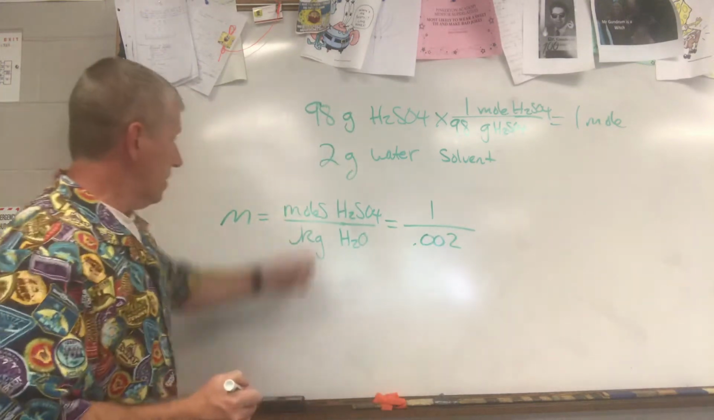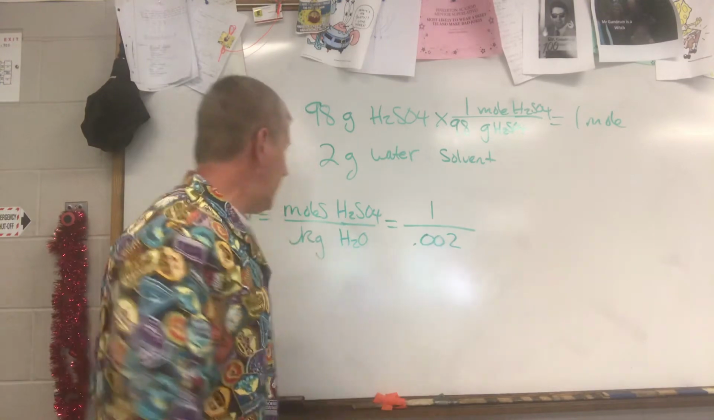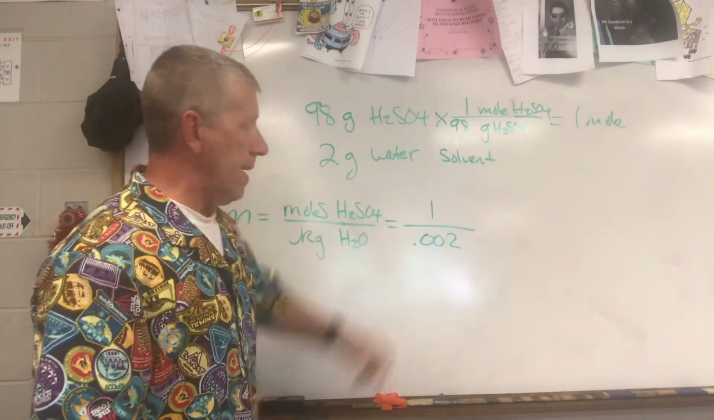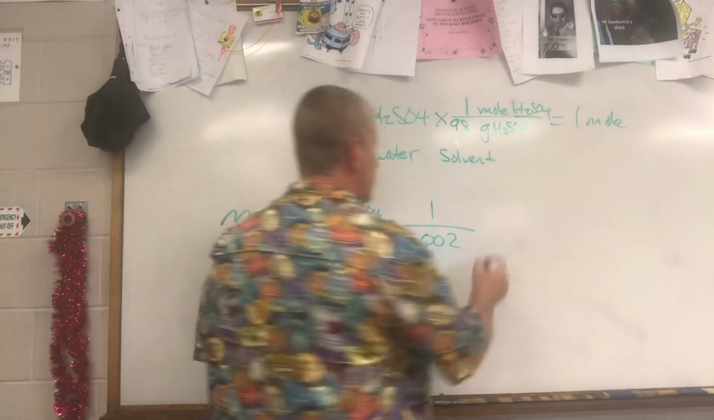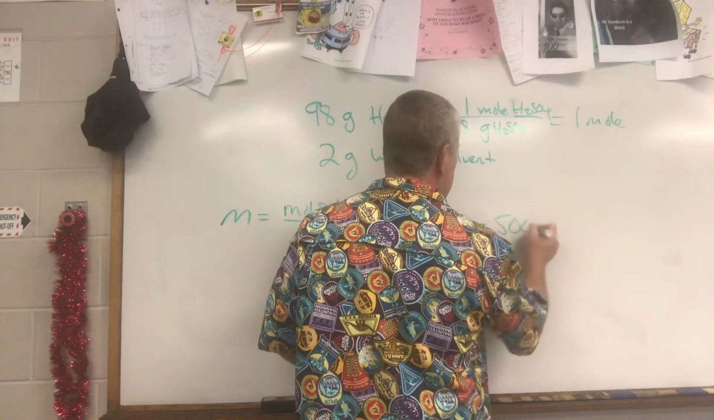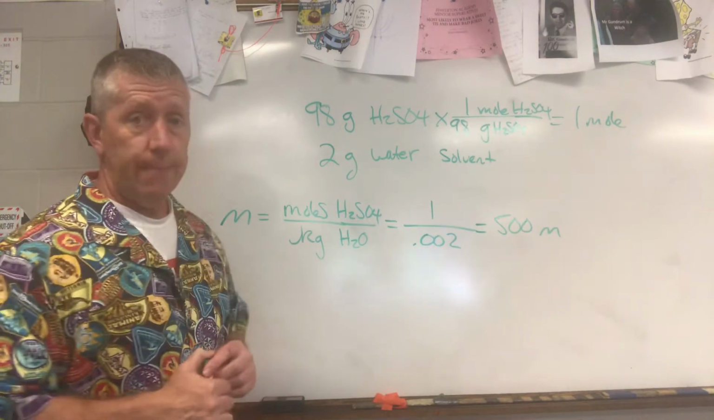2 grams to 0.002 kilograms. Boom. We now have moles divided by our kilograms, and 1 divided by 0.002 is 500. This comes out to be a 500 molal solution, which is a super, super concentrated solution of the acid.